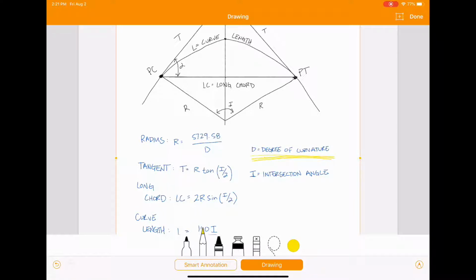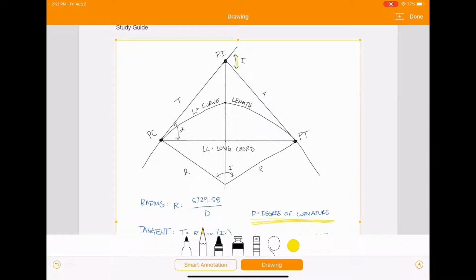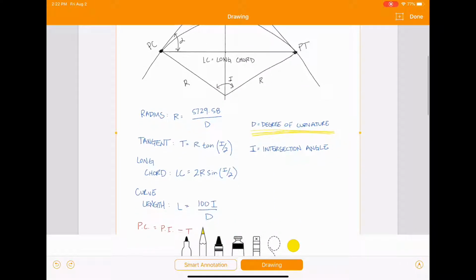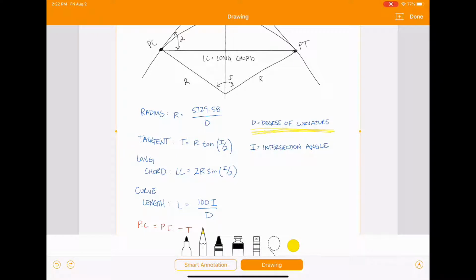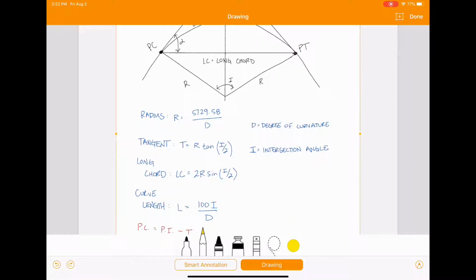The tangent, so your length of tangent, is going to be your radius times the tangent of I over 2, where I is this angle right here, or it's also the same as that angle there, and you're able to find that out again by using your geometry. And then to find your long chord length, you'll use 2R times sine of I over 2. And then your curve length, that's going to be 100 times I divided by D.